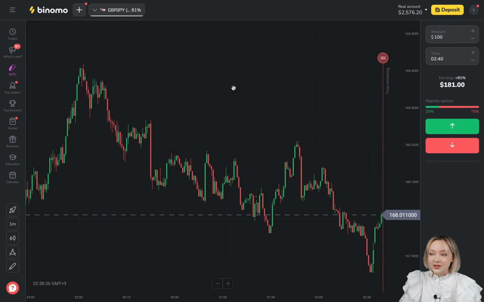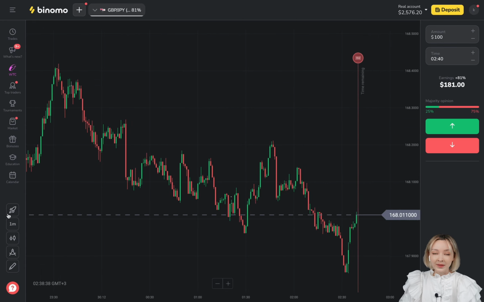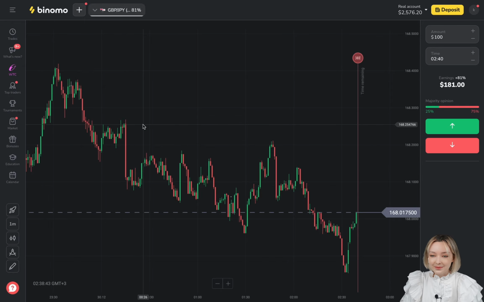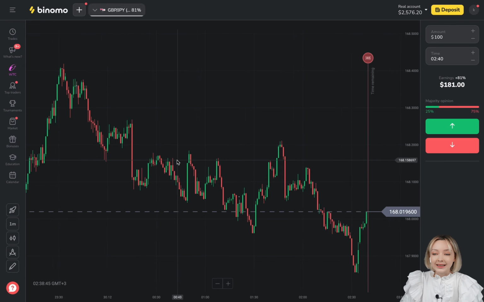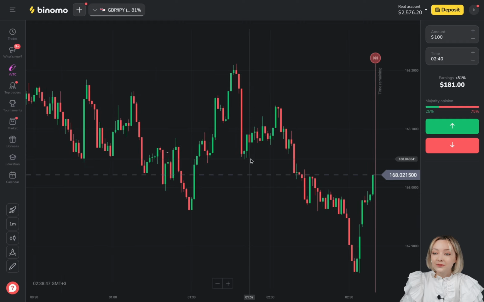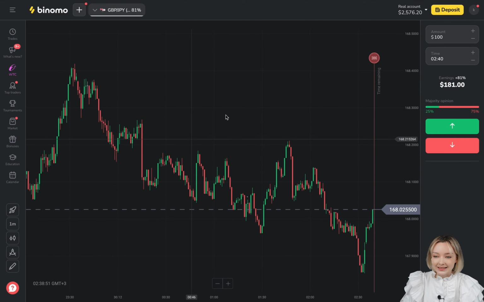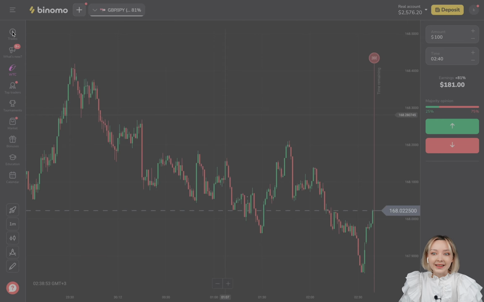And let's go ahead and start off by analyzing the chart. The time frame is set for 1 minute. Here's where it's displayed. That means one green or red candle takes 1 minute to entirely form. Thereby, the chart type we're going for is candles. Let's get to our analysis.